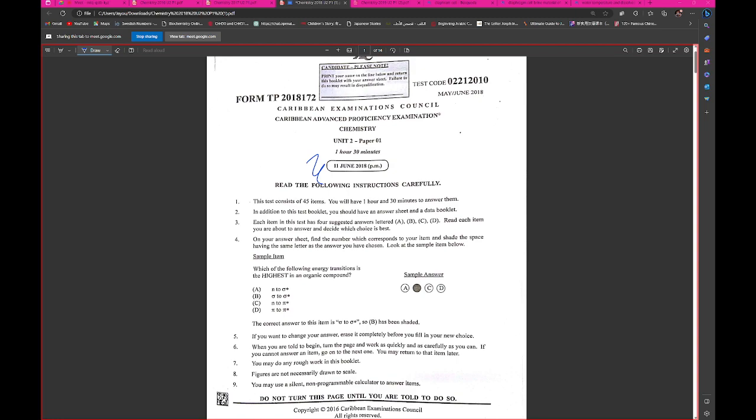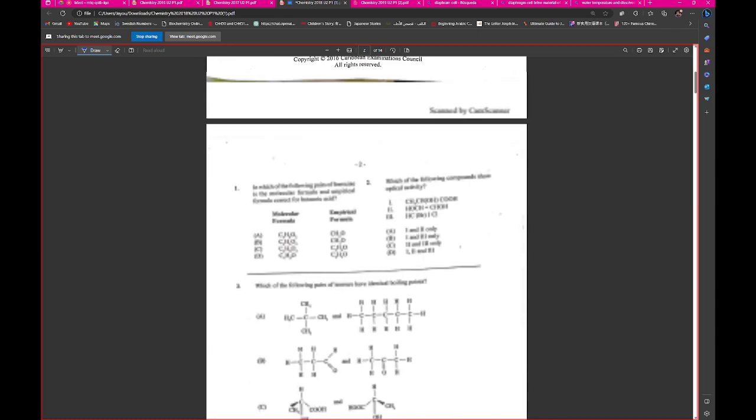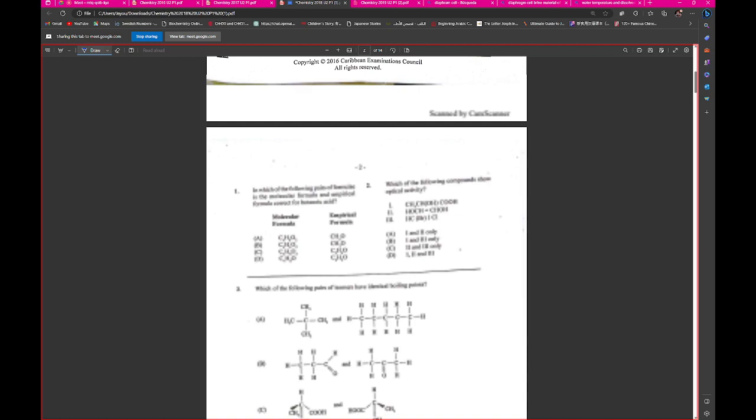We're starting the chemistry unit 2, paper 1 for May, June 2018. Alright, so let us begin. Hopefully we have some repeats here.